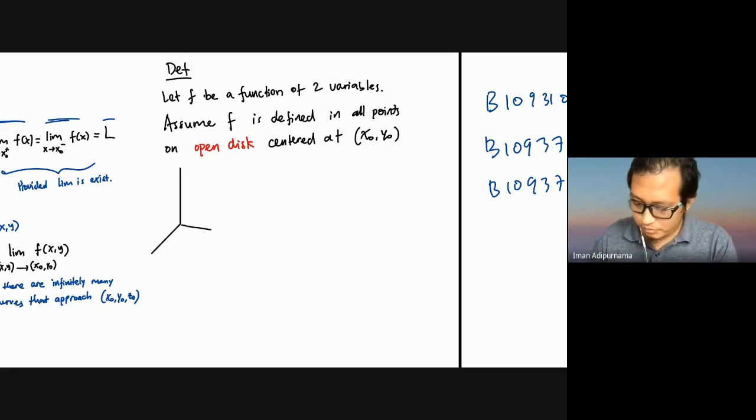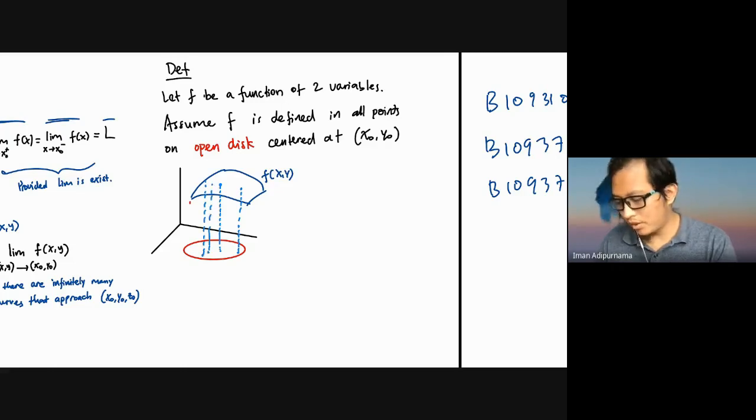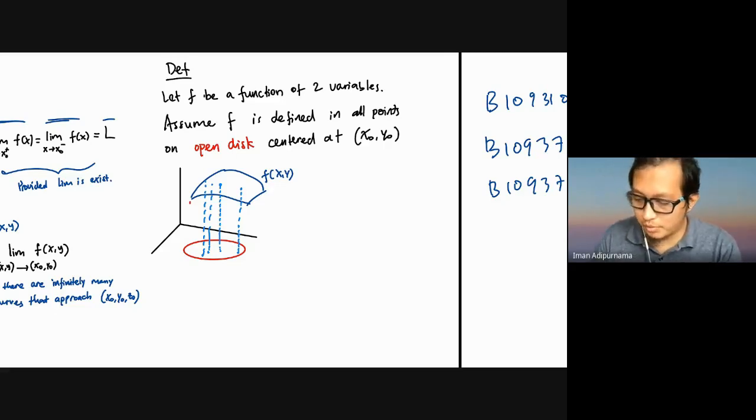So let me draw what the open disk means. If this is the plane, you will have a circle like that, which means all your points on this plane can be defined on a disk on the XY plane. It should be bigger than this, but I hope you get the idea from this open disk.